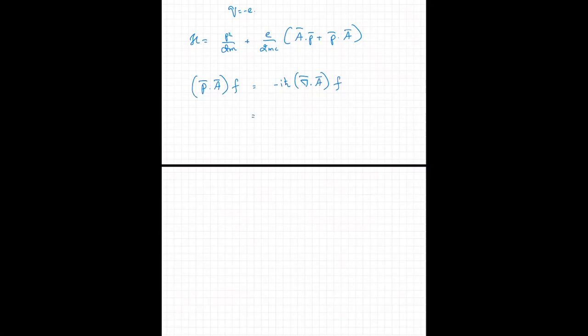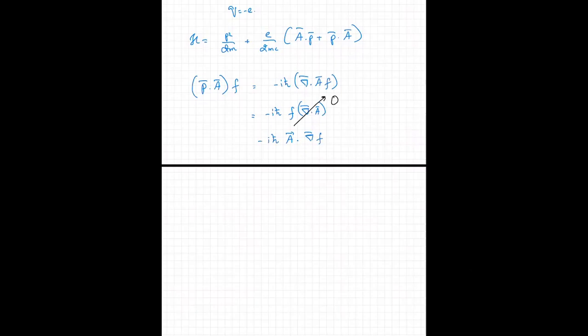So I should write this as minus i h bar del dot (A f). Sorry, I should be careful. So this is del dot (A f), right? So this is basically f del dot A minus i h bar A dot del f. Okay. Now I can always throw away this part in the Coulomb gauge, because del dot A is identically equal to 0. This is a null operator.